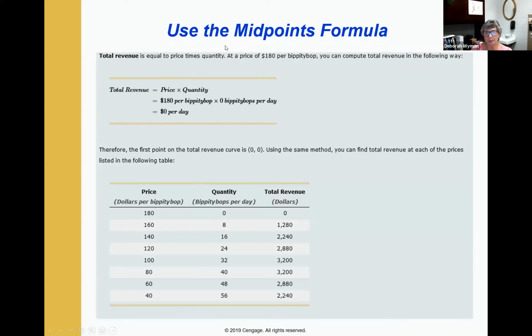So we're using the midpoints formula. This is a problem that we're going to do. We're going to be looking at this lower section. Therefore, the first point on the total revenue curve is 0, 0. We're using midpoints, so you can find the total revenue at each of the prices. Sometimes you will see a schedule like this. So the midpoint is this, right? You have 3 above and you have 3 below. So this 24 and 32 are the midpoint, and this is what we're going to be using. And the price is 120 and 100. So these are the 4 numbers that we're going to use for quantity and price.